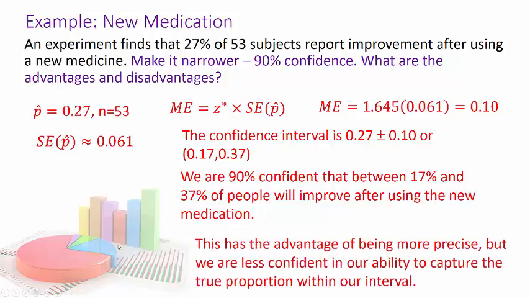Now, this does have the advantage of being more precise, but you'll notice we had to lower our confidence from 95% to 90%. So there's always going to be this give and take. How confident are we we're going to capture the true proportion? But how big a window do we want to say? Usually in the papers, you want as small a window as possible.